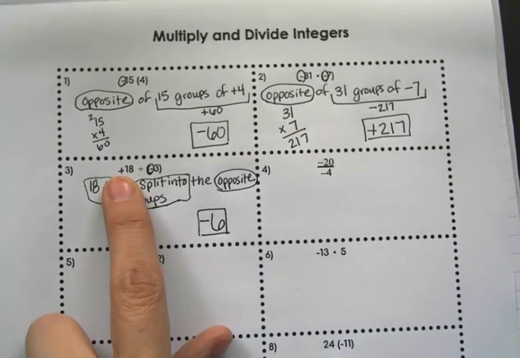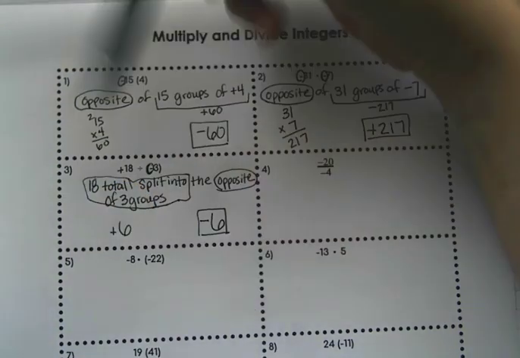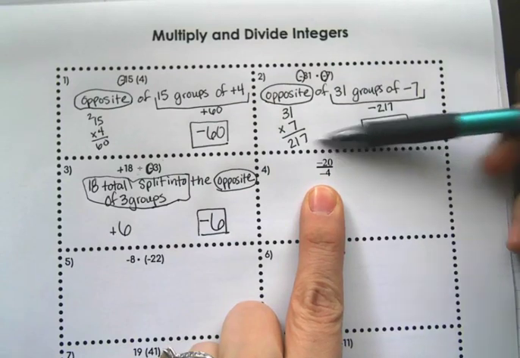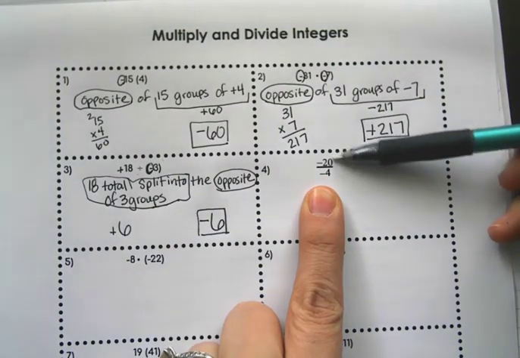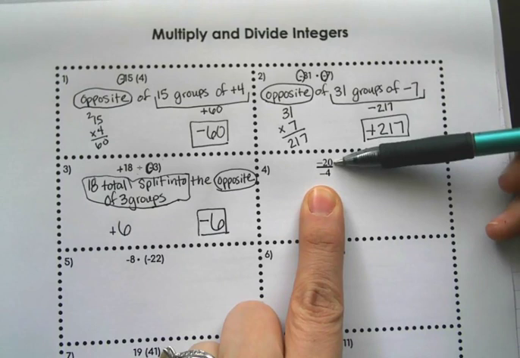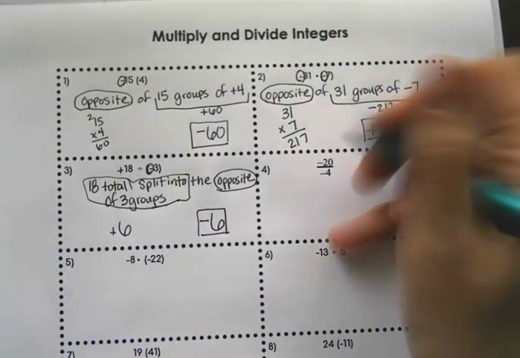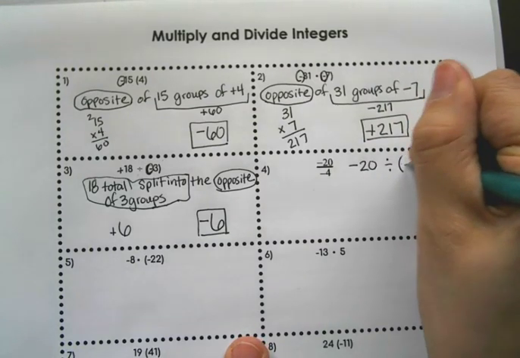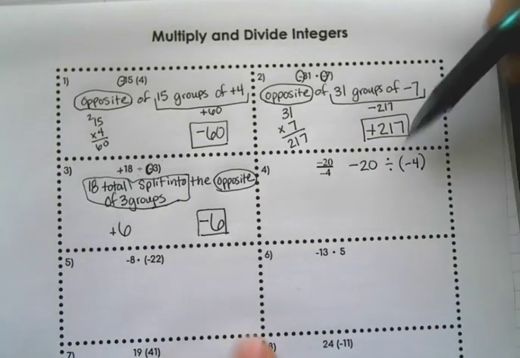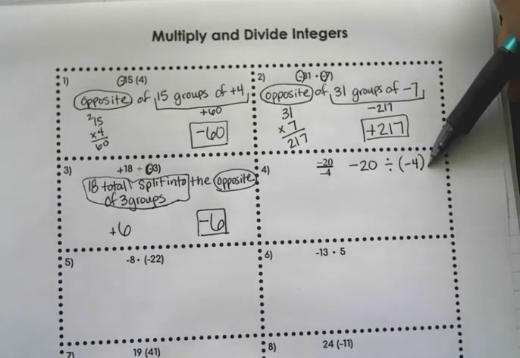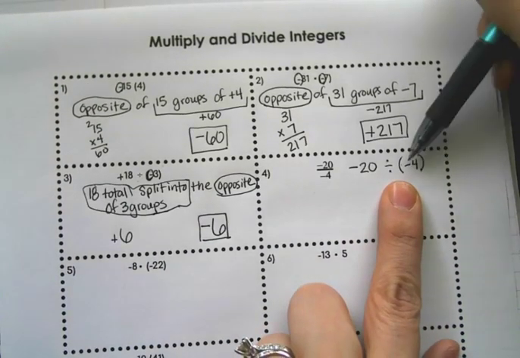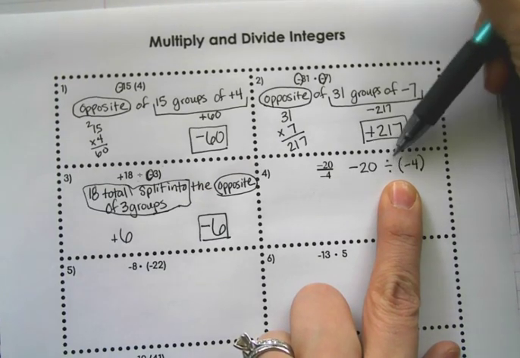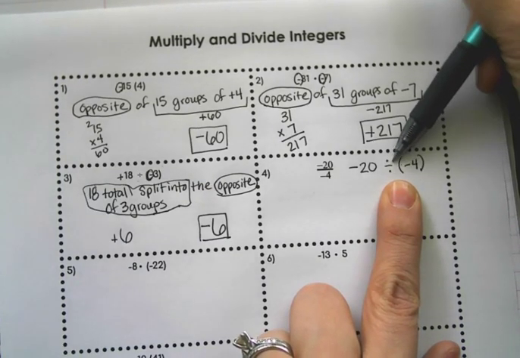Now remember, division can be represented as a number divided by a number, or it could be represented in a fraction form where it's the top divided by the bottom, or the numerator divided by the denominator. So we can rewrite this as negative 20 divided by negative 4. And the reason I put parentheses around this is not because of order of operations. It's because I want this negative to stand out and make sure that you can see that it's a different symbol than the division sign.